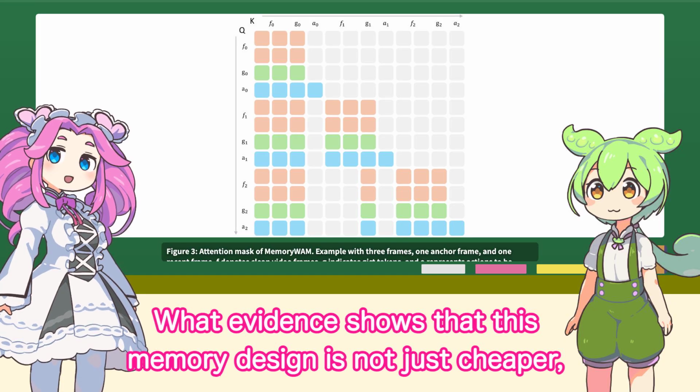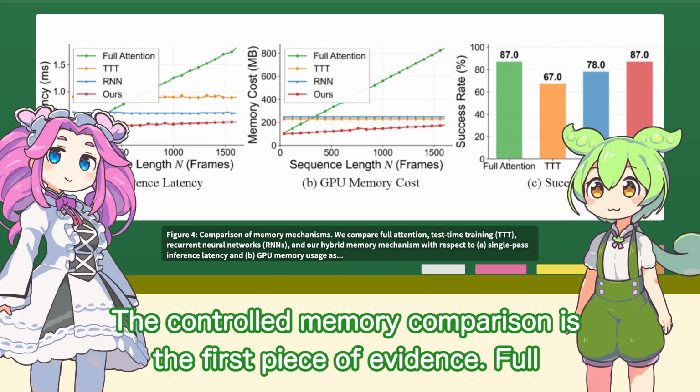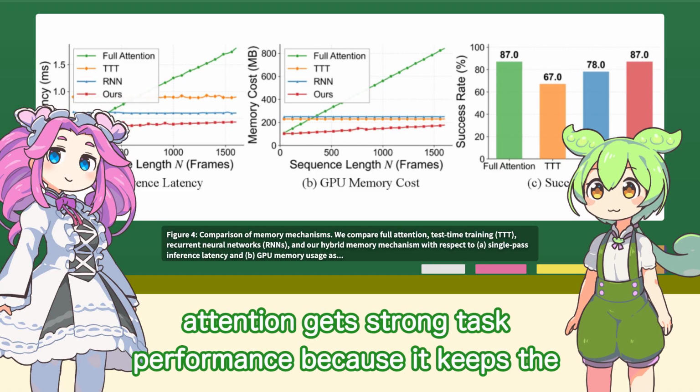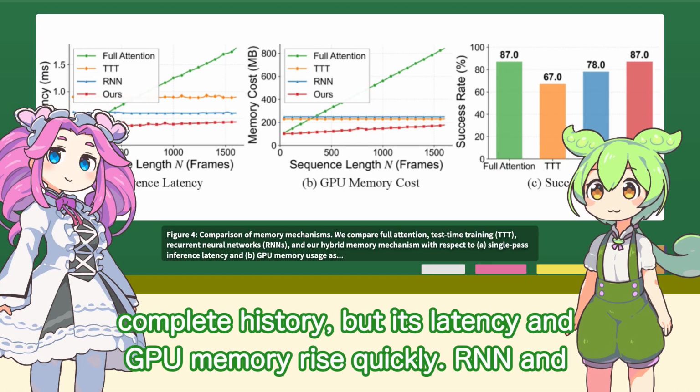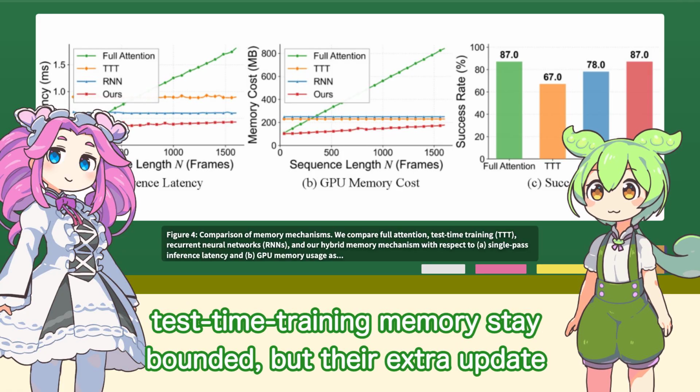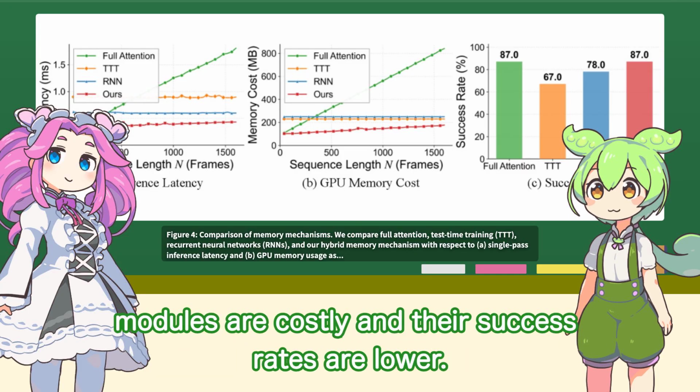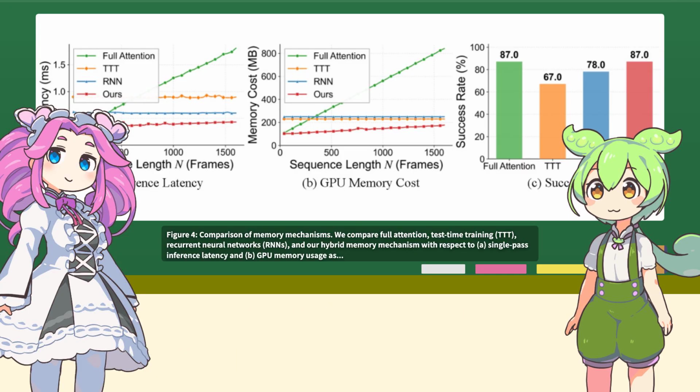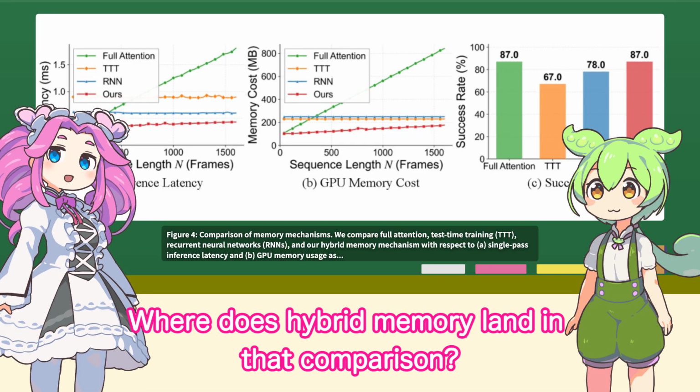What evidence shows that this memory design is not just cheaper, but still useful? The controlled memory comparison is the first piece of evidence. Full attention gets strong task performance because it keeps the complete history, but its latency and GPU memory rise quickly. RNN and test time training memory stay bounded, but their extra update modules are costly and their success rates are lower. Where does hybrid memory land in that comparison?